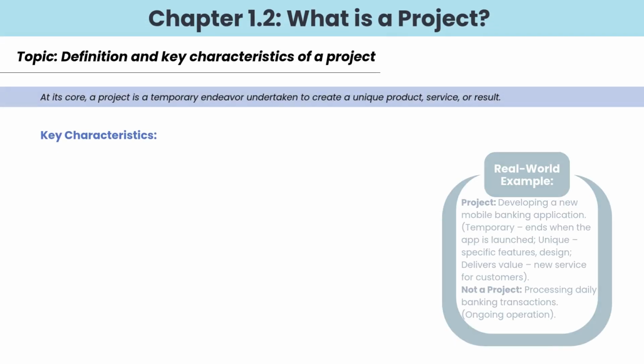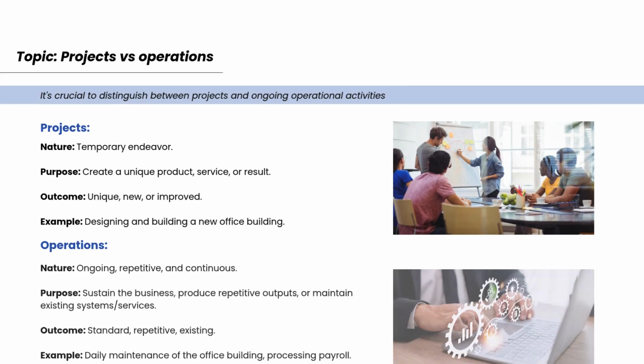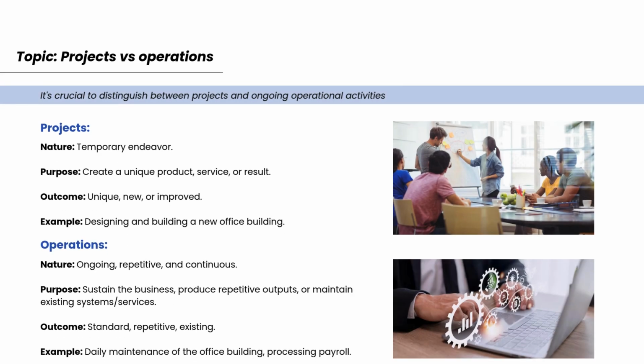A project is not just work, it's specific. Remember 2 main things. It's temporary, it has a start and an end date, it won't go on forever, and it's unique. It creates something new, something that hasn't been done exactly this way before, even if it's an improvement or a new version. These 2 characteristics define a project. In this slide, we're learning how to differentiate between projects and operations, a very important concept in project management.